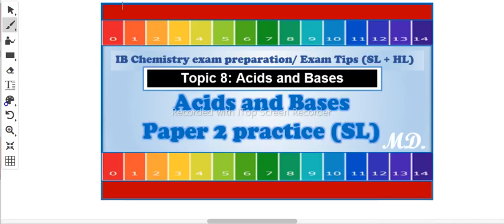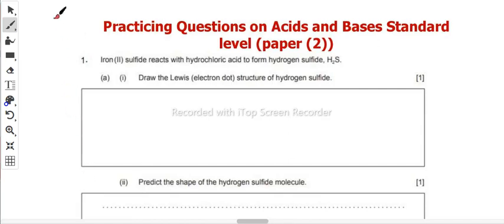Welcome to IB Chemistry exam preparation, exam tips for both standard level and higher level. Today I'm going to cover topic 8, acids and bases. We will answer some practice questions on paper 2 for standard level. So let's get started. Starting with question number 1.